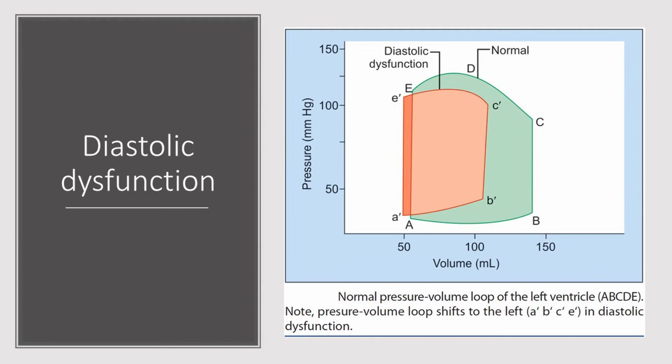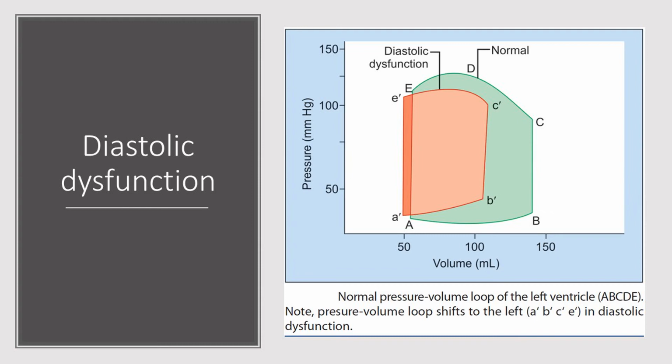Again, because of the ejection of the blood from this reduced end diastolic volume, it leads to a further decrease in the end systolic volume. Now, because of the decrease in the end diastolic volume as well as the decrease in the end systolic volume, stroke volume also decreases. And all these factors together shift the flow volume loop to the left side.